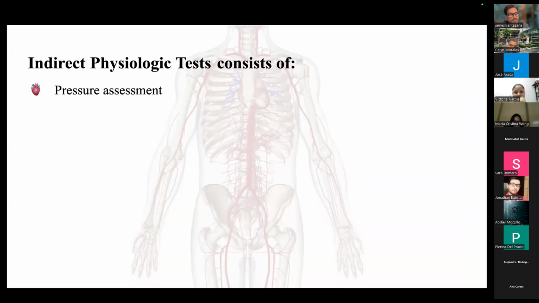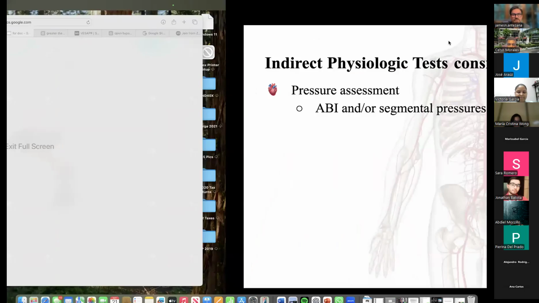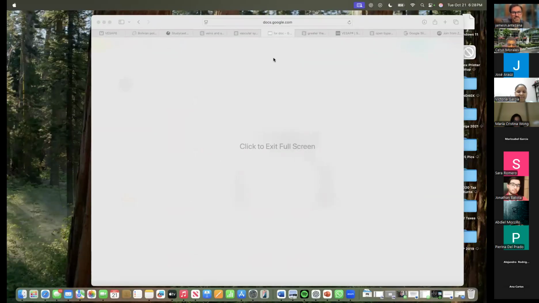How do we measure indirectly and directly peripheral artery disease? The way we do it indirectly is through physiological testing, which consists of pressure assessments. You heard me talk about ankle brachial indices. And I'm sure all of you have had some experience with this, correct? Victoria Garcia, what do you know about ABIs? Have you ever done an ABI?